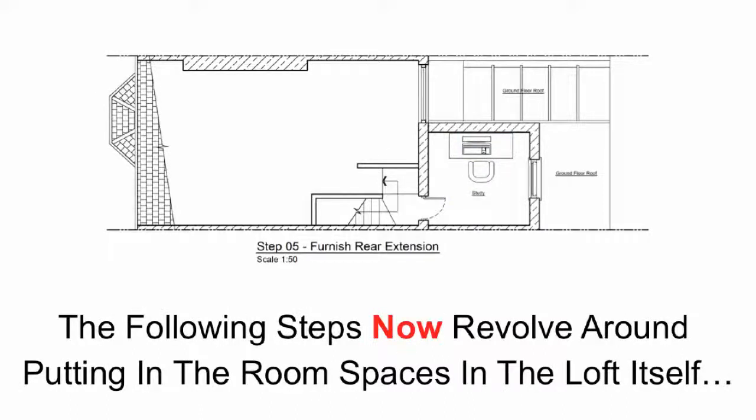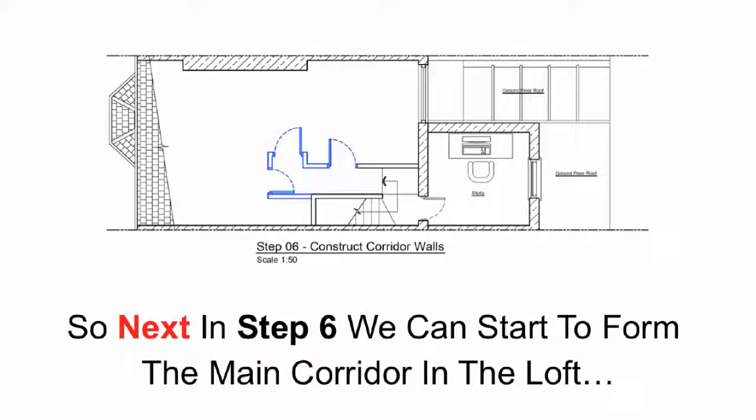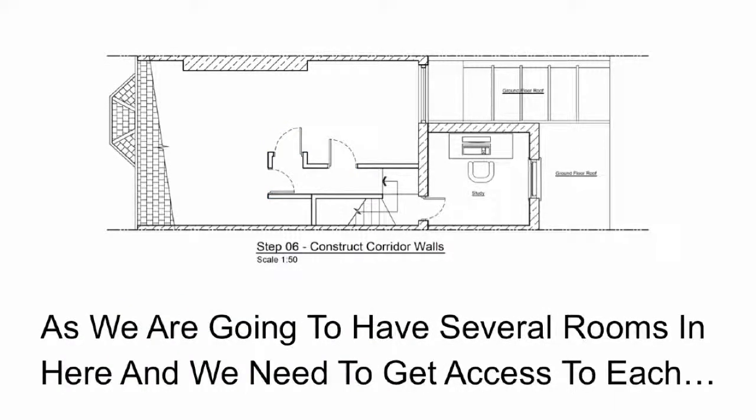The following steps now revolve around putting the room spaces in the loft itself. All the new walls from now on in will be made of lightweight timber stud. So next, in step 6, we could start to form the main corridor in the loft, as we are going to have several rooms in here and we need to get access to each.